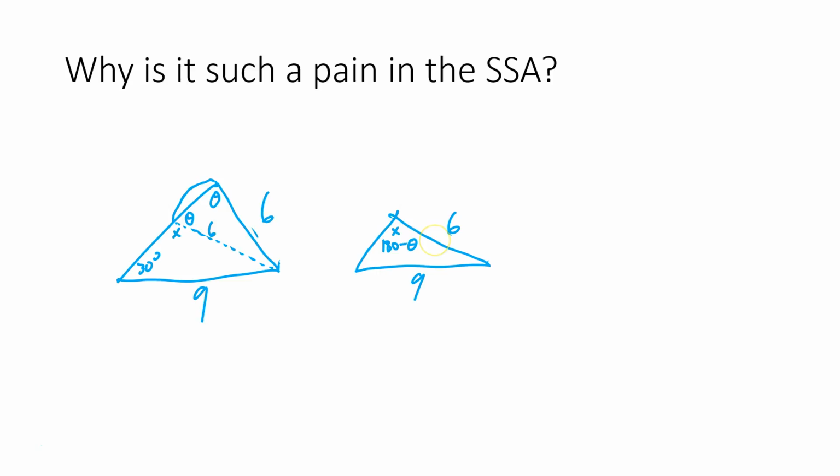But there are two possible triangles that could be made with a side length of 6, a side length of 9, and an angle of 30. Now notice that if we classify this, it is given as a little s, big S, A.